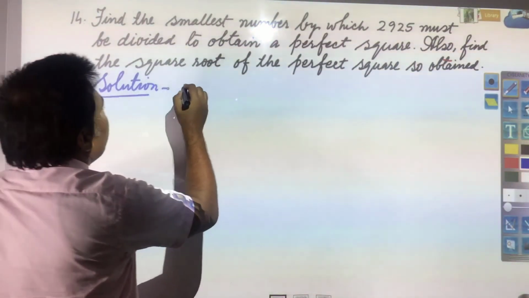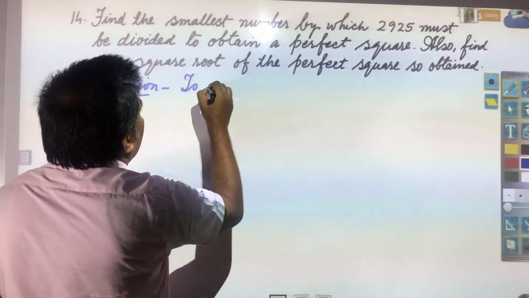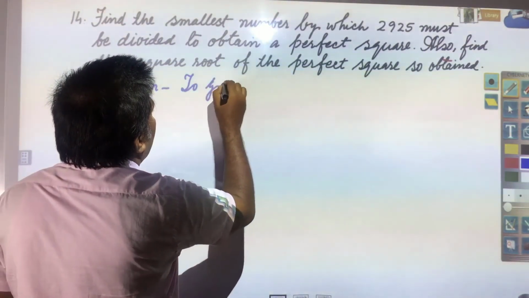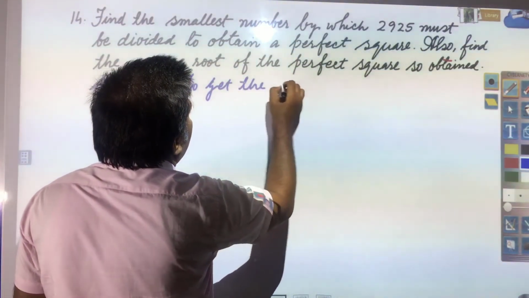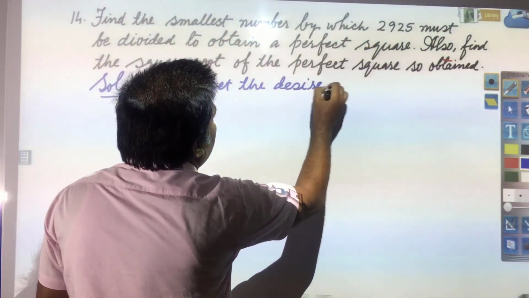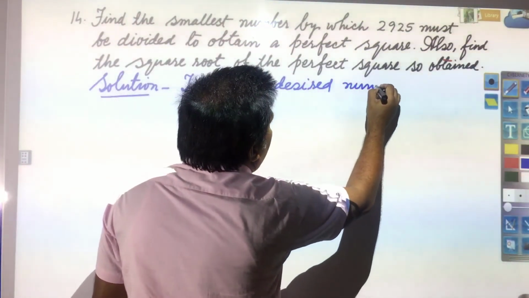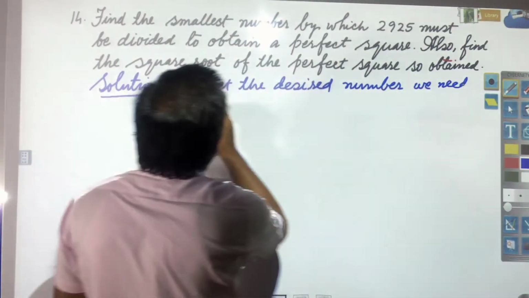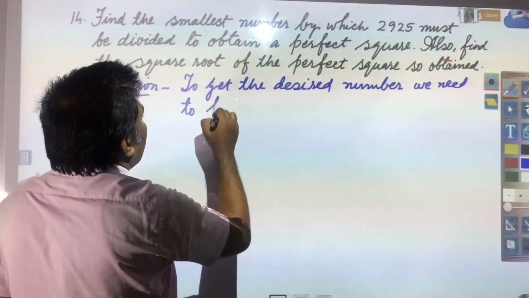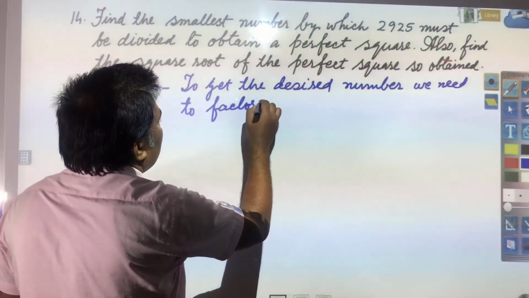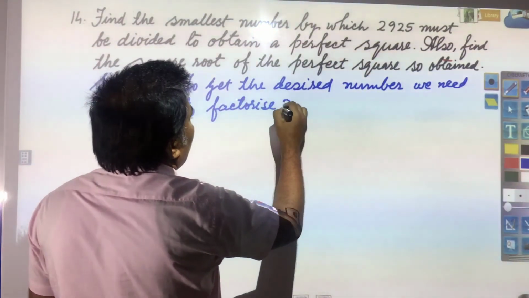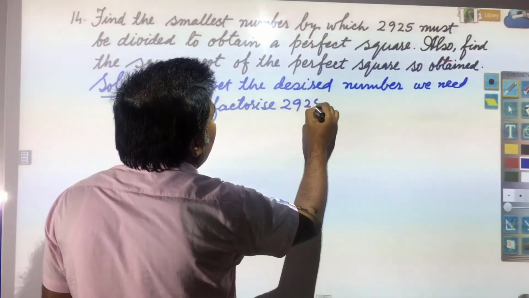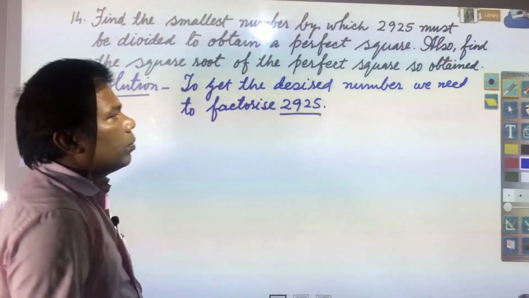Here you see, to get the desired number, we need to factorize 2925 first. This is required to be factorized.